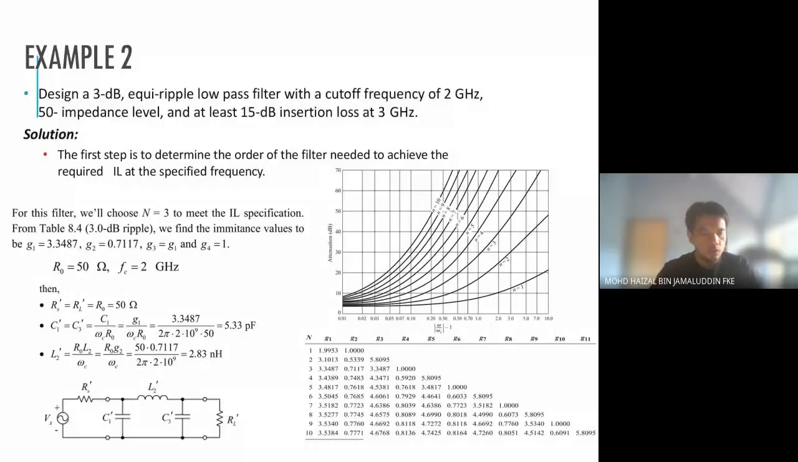So before this, we have discussed the theoretical steps in order to design a basic low-pass filter. So we start with the design of low-pass filter. Basically, we determine the number of order. Then we design the normalized prototype circuit. And then after that, we do the impedance and frequency scaling. So let's look at this first example.